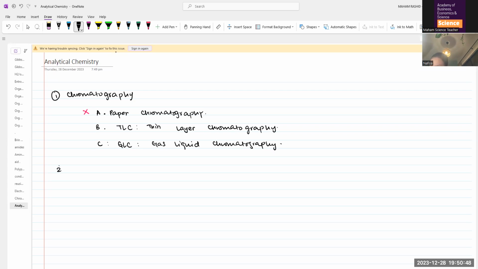The second thing that we have is HNMR, also called proton NMR. And we have carbon NMR. And the last thing we have is mass spectrometry.